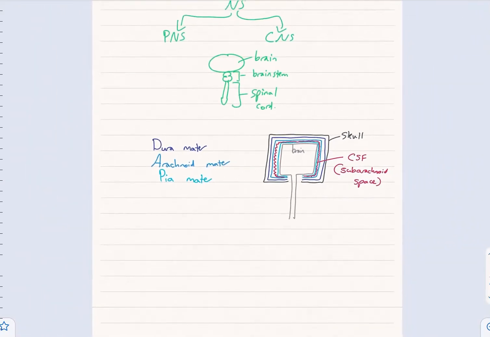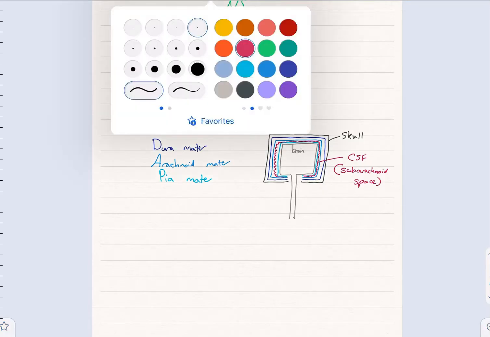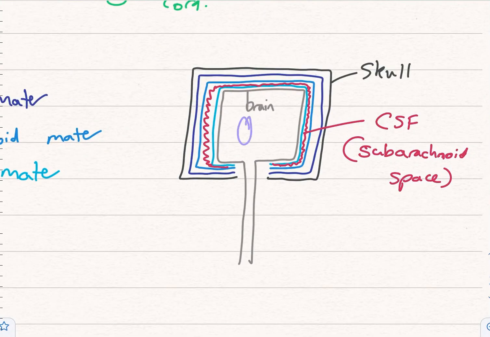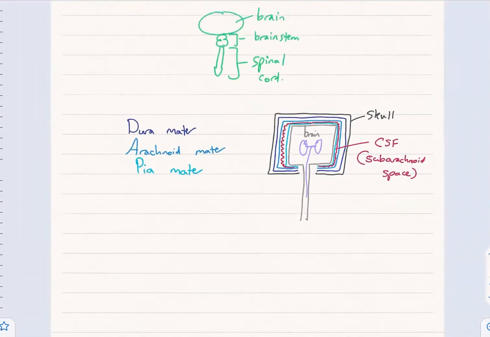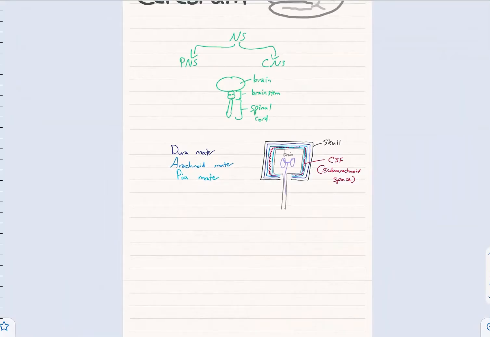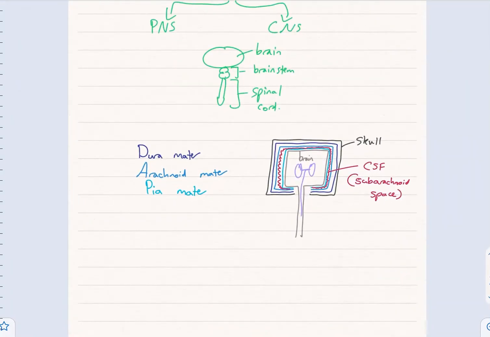So where does this CSF come from? It comes from cells in the ventricular system of the brain called the choroid plexus. These cells produce this fluid, and then you have ventricles that link and go down like that. It's a very odd diagram, it looks a bit like a duck maybe. The fluid is produced and it goes down, and it can go all the way down the spinal cord as well.